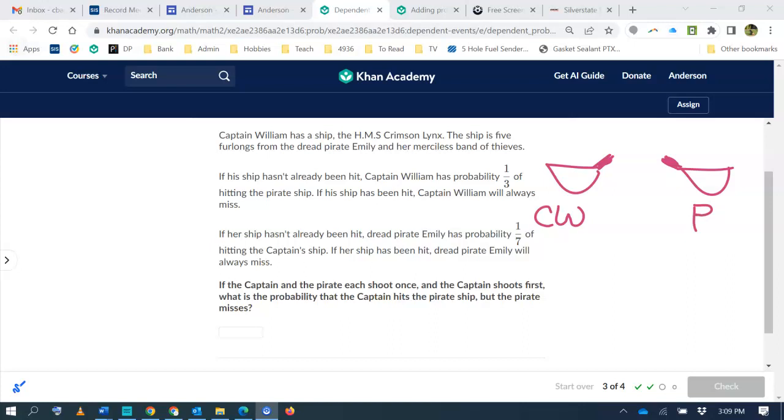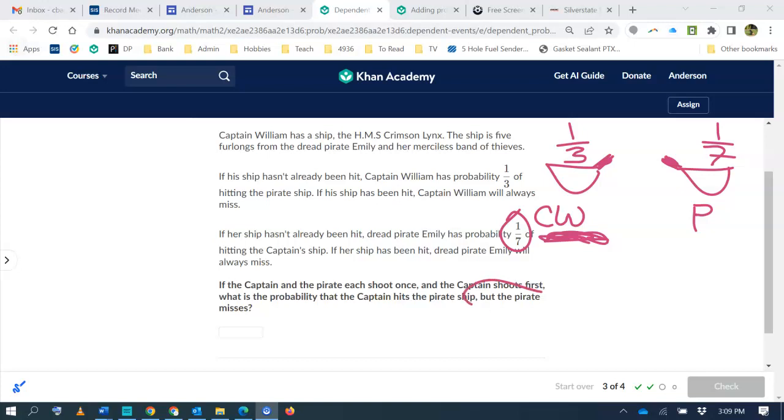So Captain William has a probability of hitting the pirate ship 1 out of 3, assuming it has not been hit. The pirate has a chance of hitting the captain's ship, Captain William's ship, 1 out of 7, assuming this ship has not been hit yet. If either ship has been hit, they always miss. Okay? So the question is, if the captain and the pirate each shoot once, and the captain shoots first, what's the probability that the captain hits the pirate ship, but the pirate misses?